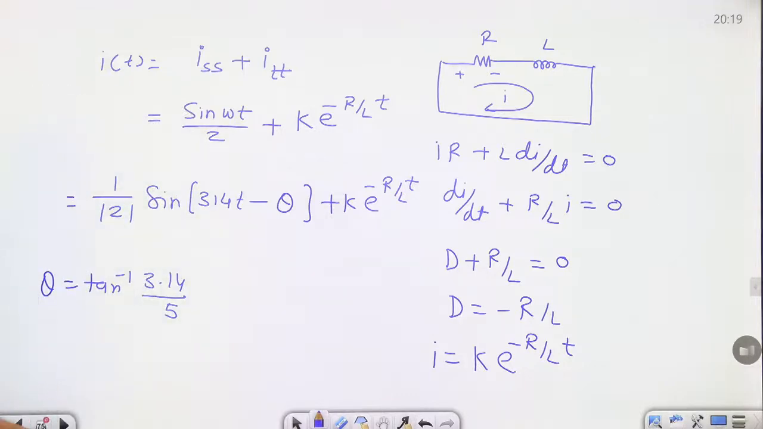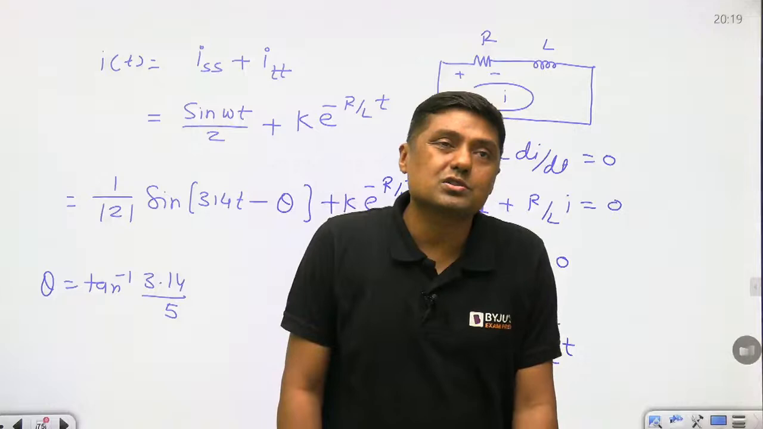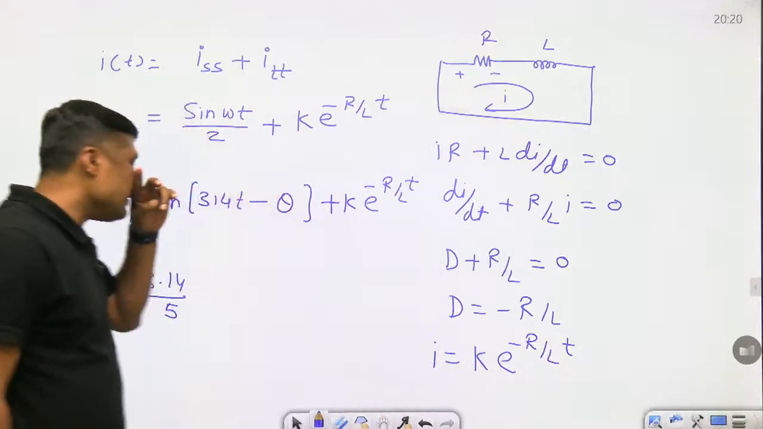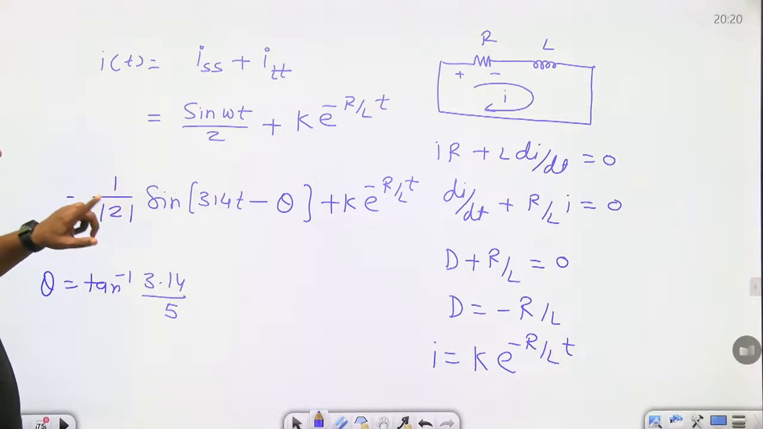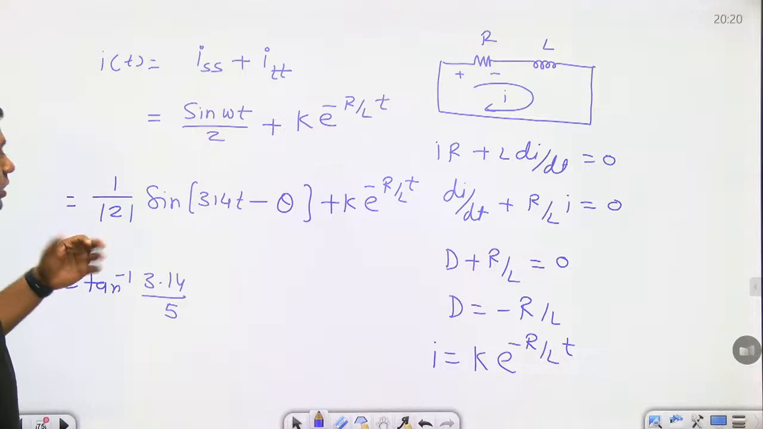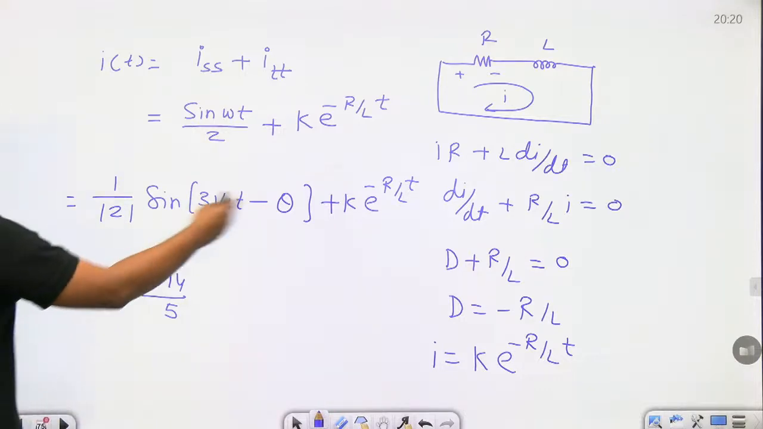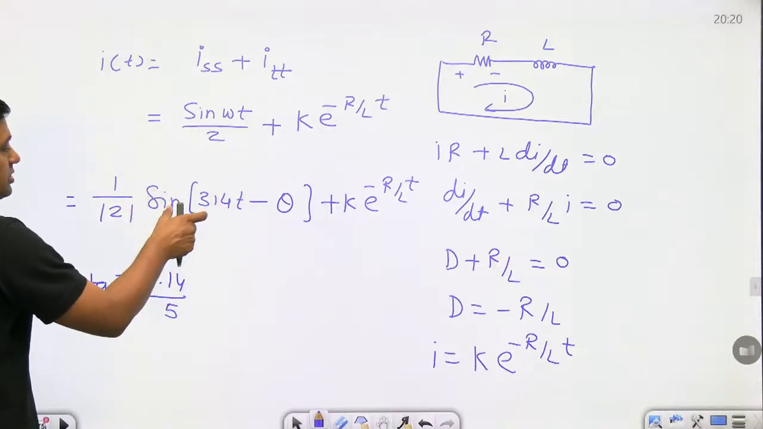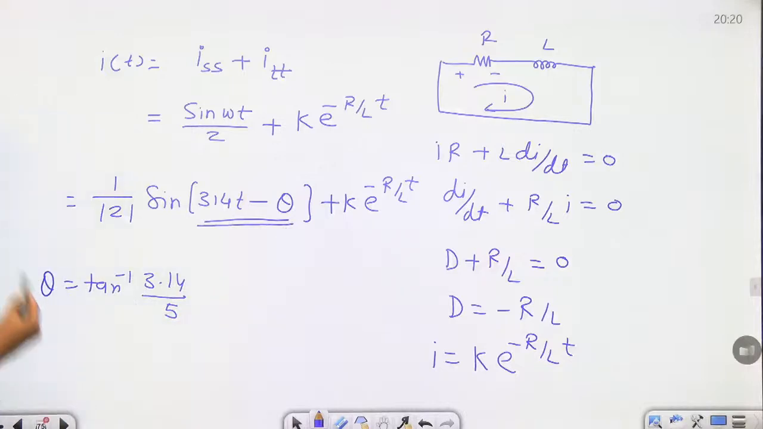Now at which time t should the switch be closed? Write this as t naught, and the value of k should be equal to 0. When you want k equal to 0, this term should be equal to 0. And when will it be 0? When this angle is 0. So you have to simply equate it.